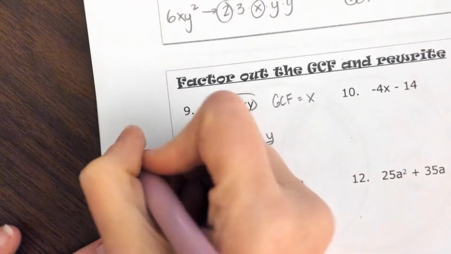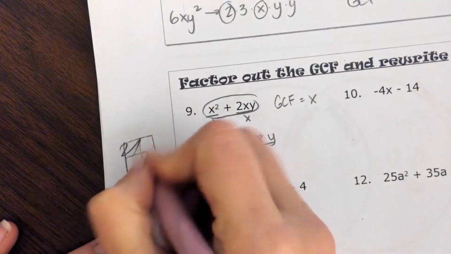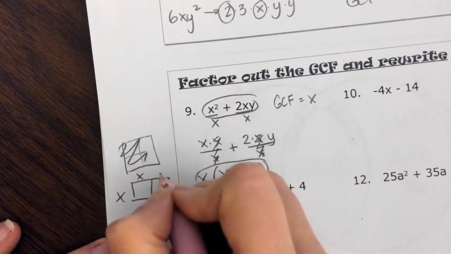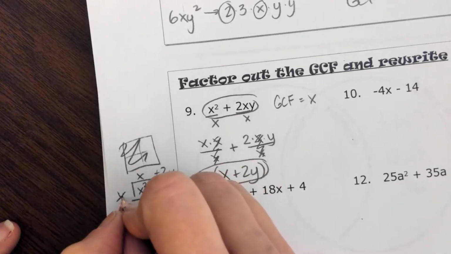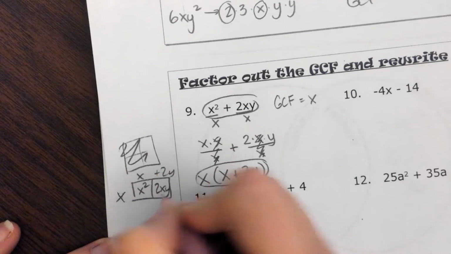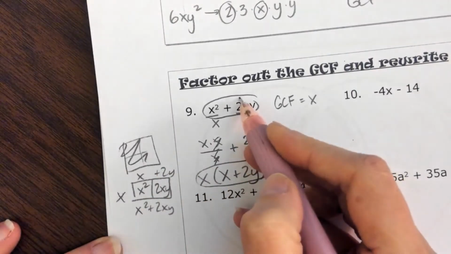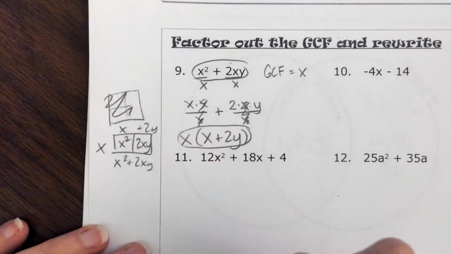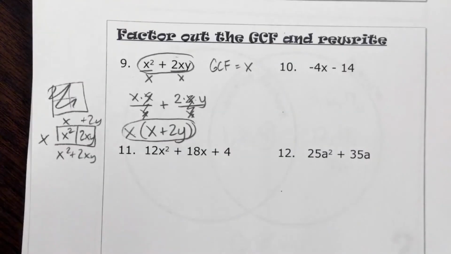How can we check that? We can stick that bad boy in a box. Okay? Oops, that's too much box. Okay. So I can do x times x plus 2y. X times x is x squared. 2y times x is 2xy. X squared plus 2xy. So basically you can see that all I did here was undistribute the greatest common factor. Okay? Let's try another one.